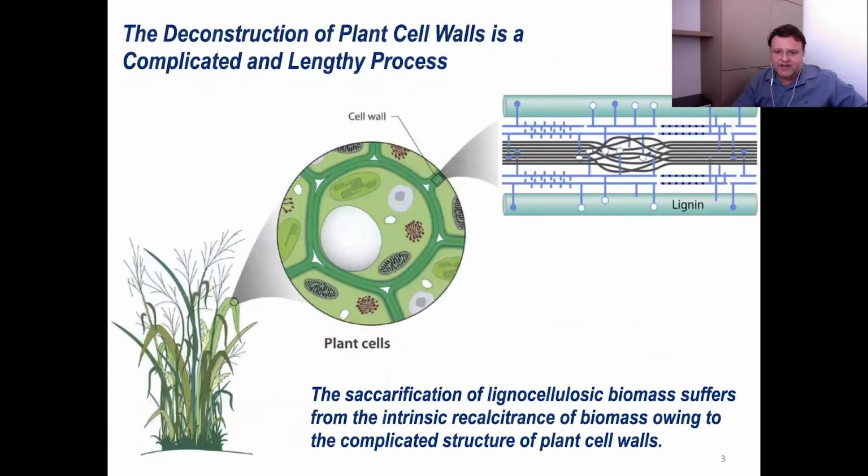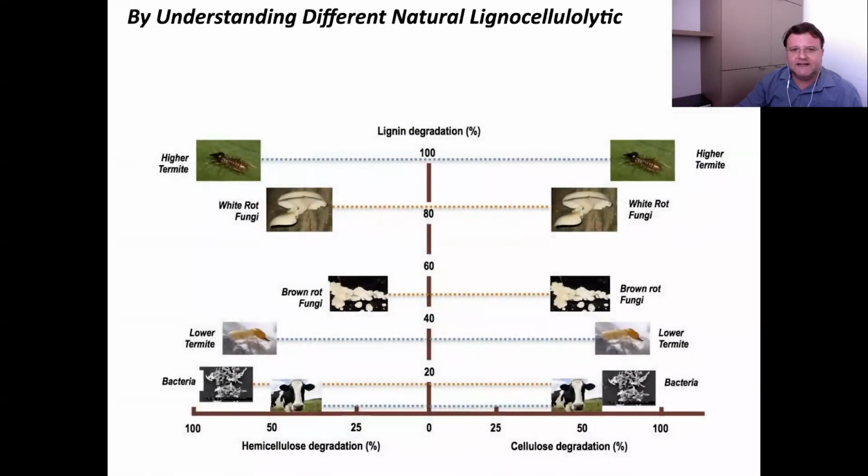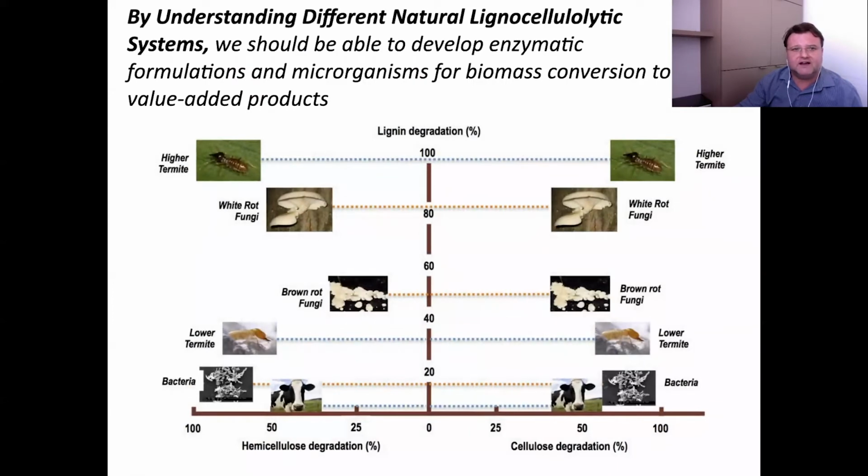However, the saccharification of plant cell wall is a complicated and lengthy process, mainly due to the inherent recalcitrance and complex heterogeneity of the polymers that comprise the plant cell wall. During the past 10 years, we have studied different natural ligninocellulolytic systems, some of them shown in this graph. Natural systems that are capable of efficiently utilizing plant biomass as a source of nutrition.